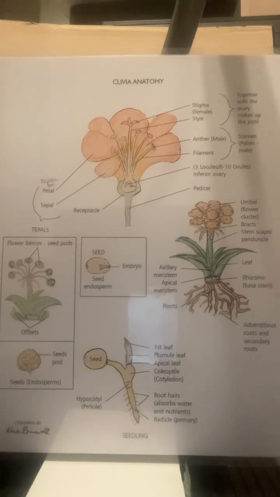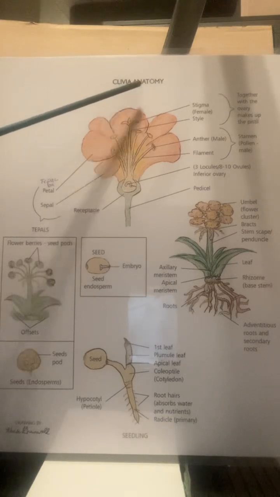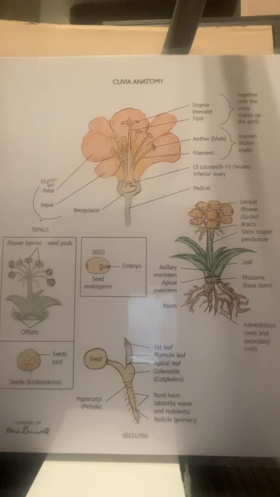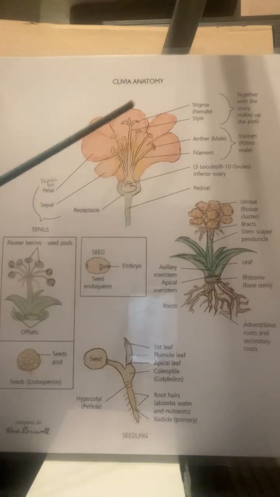Okay, we're gonna go over the Clivia anatomy. We'll start with the flower. The larger of the two is called a tepal or a petal, and the smaller of the two is called a sepal.